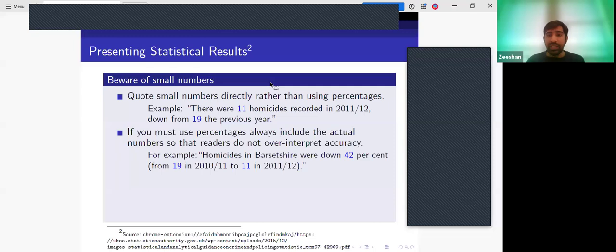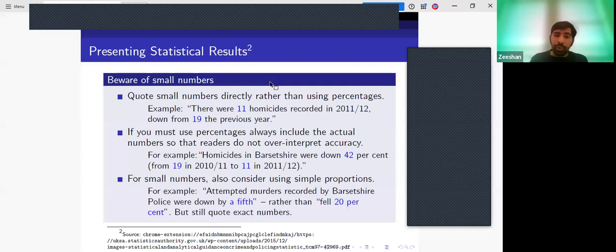So if you must use percentages, always include the actual numbers so that readers do not overinterpret accuracy. For example, if you are going to report 12% homicide, then you also have to mention the absolute number. For small numbers, also consider using simple proportions. Sometimes it's easier to write a fifth instead of 20%, right? So these things are useful in reporting your results in academic writing.